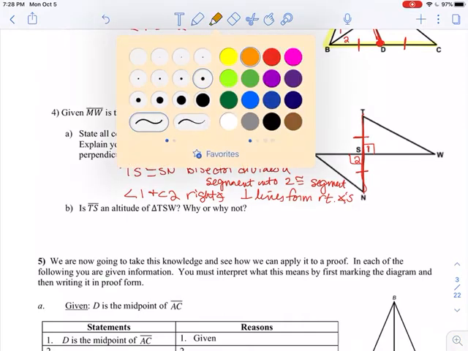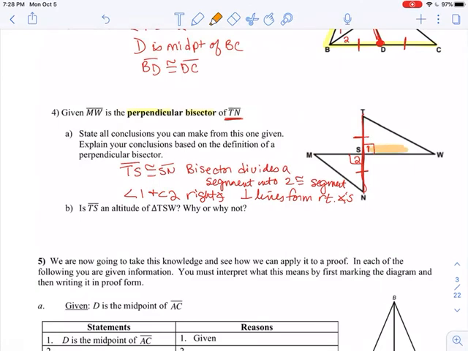All right, and the last question is they want to know, is TS an altitude of TSW? So I'm looking at triangle TSW right here. If TS is an altitude, well, an altitude is a line drawn perpendicular from the vertex to the opposite side. It is perpendicular, so I would say yes, TS is an altitude. Why? In a triangle, it's a line that happens to be perpendicular to the opposite side. All right, so that was just drawing conclusions.